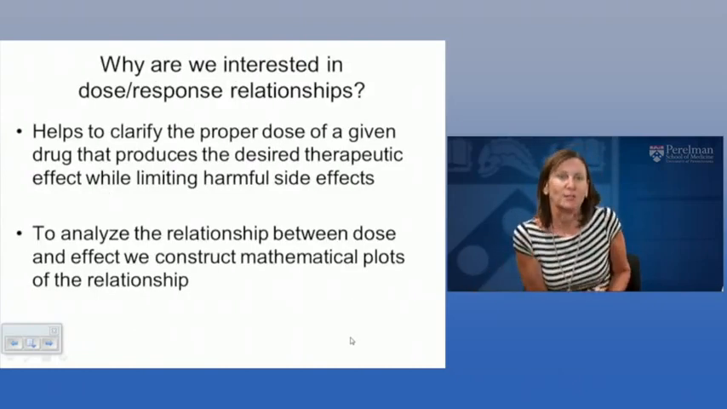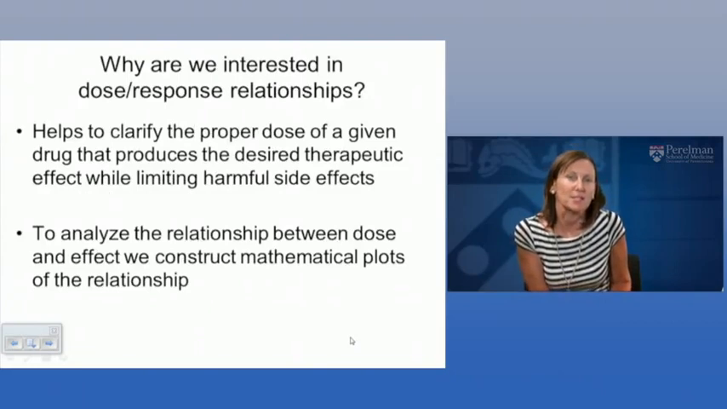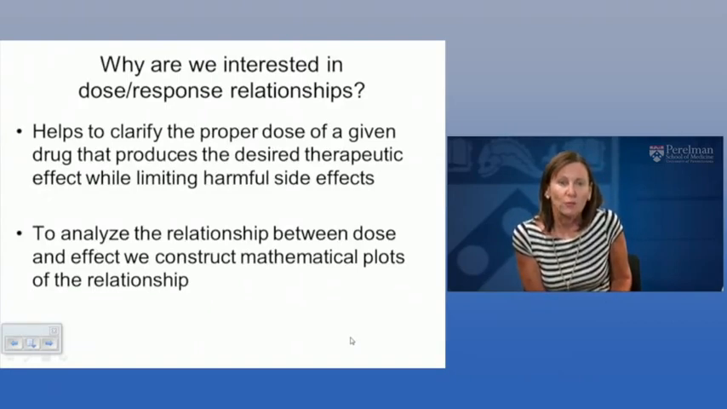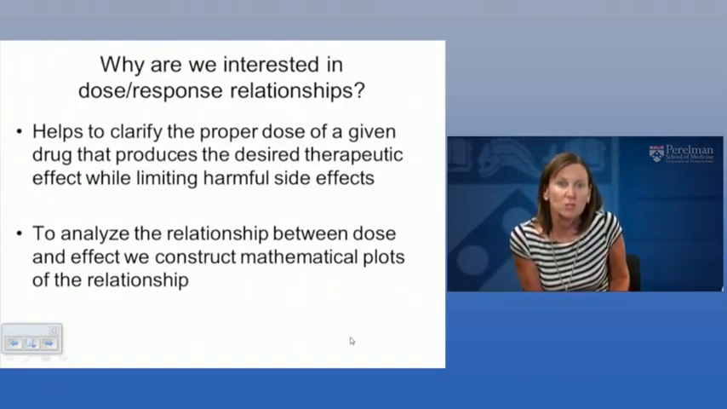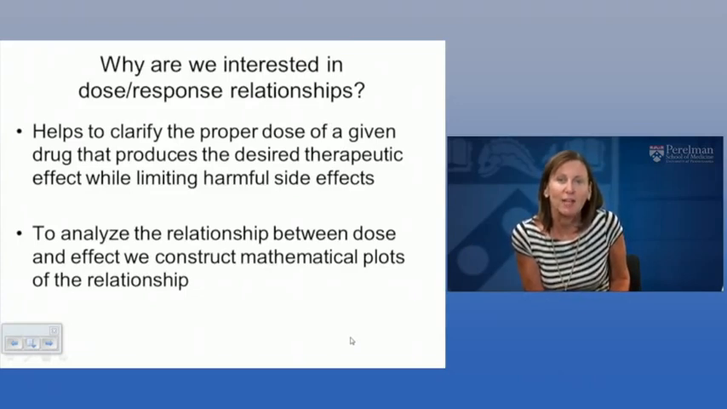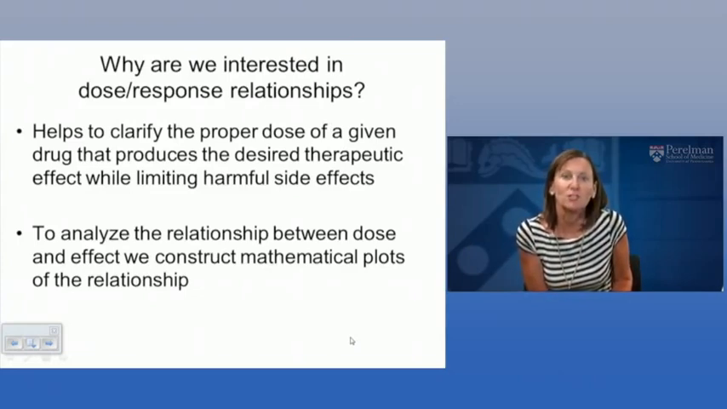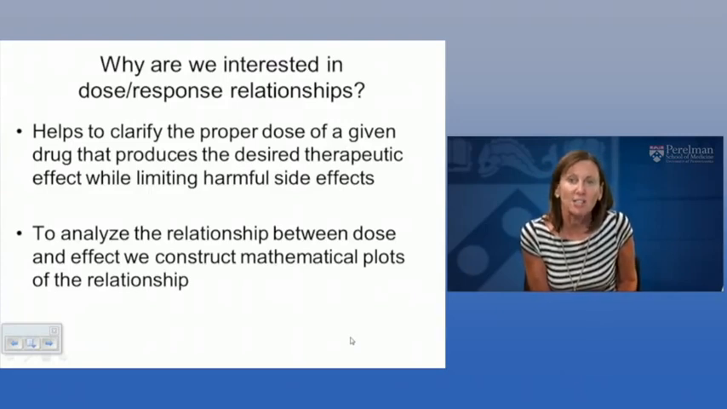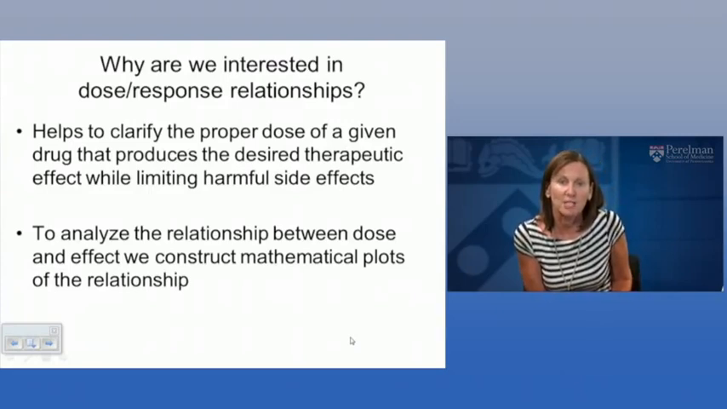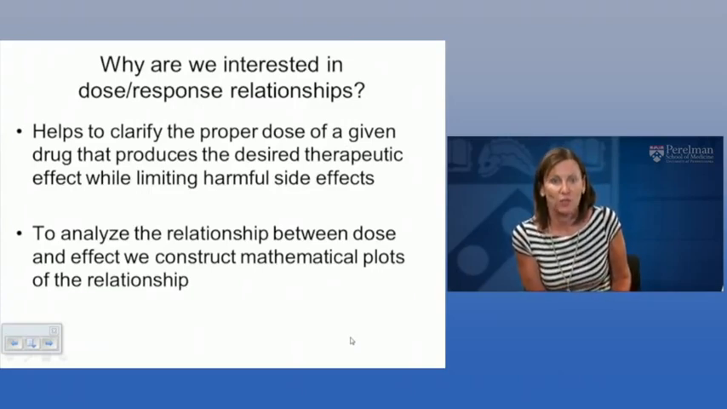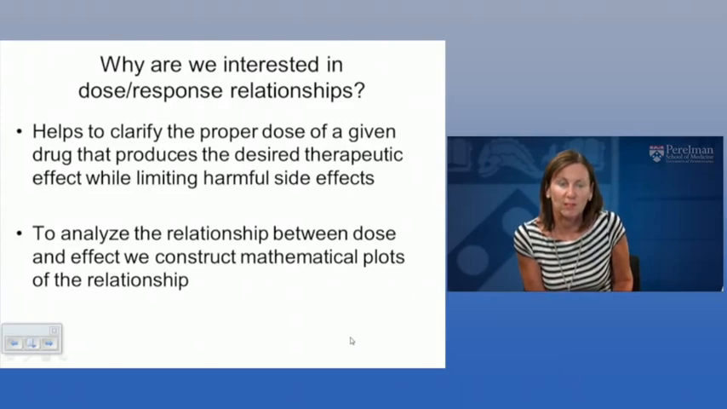So let's start off with the why. Why do we bother with this information? Well, first and foremost, dose-response relationships help to clarify the proper dose of a given drug that produces the desired therapeutic effect while limiting harmful side effects. We want the drug to work. We don't want the drug to make the individual feel poorly. To analyze the relationship between dose and effect, we construct mathematical plots of the relationship.